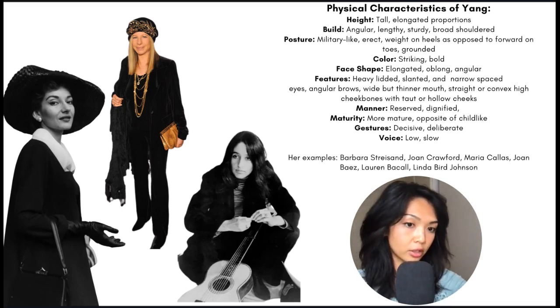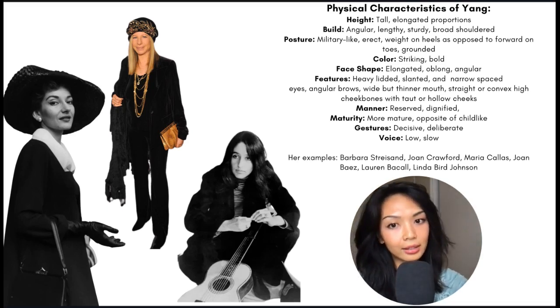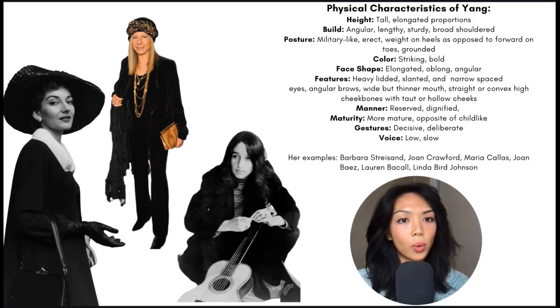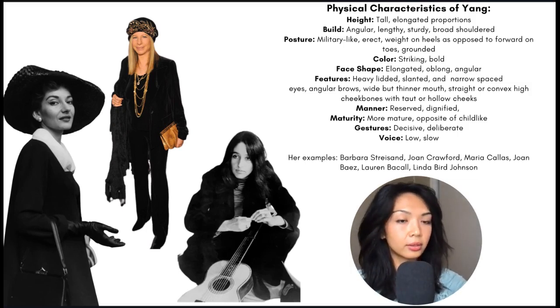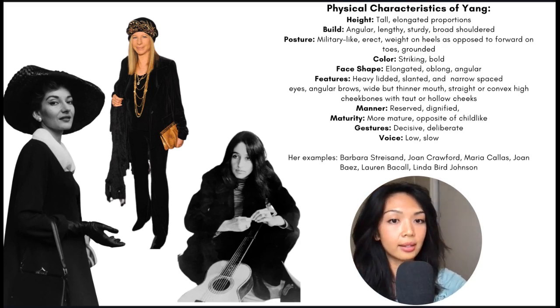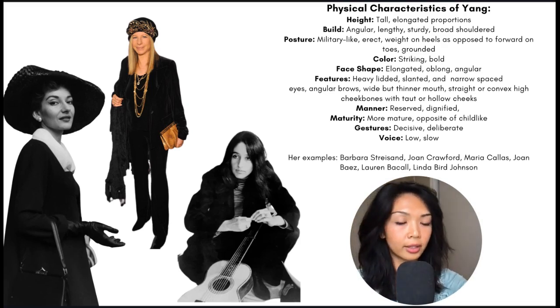The facial features she describes include eyes that tend to be a little more heavy-lidded or slanted with narrow spacing, more angular brows, a wide but flatter or thinner mouth, straight or convex high cheekbones, and taut or hollow cheeks. The manner is more reserved or dignified. Maturity is high. This is opposite of childlike. The gestures are more weighty, decisive, deliberate, and sure, and the voice tends to be more low and slow.